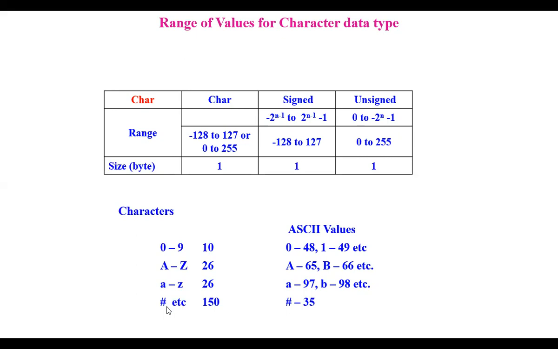Special characters are also given those numbers. The special characters can be a hash, colon, plus, minus, all these symbols. They can be 150 in number, and hash is given an ASCII value of 35. Like this, all these special symbols also are assigned ASCII values.